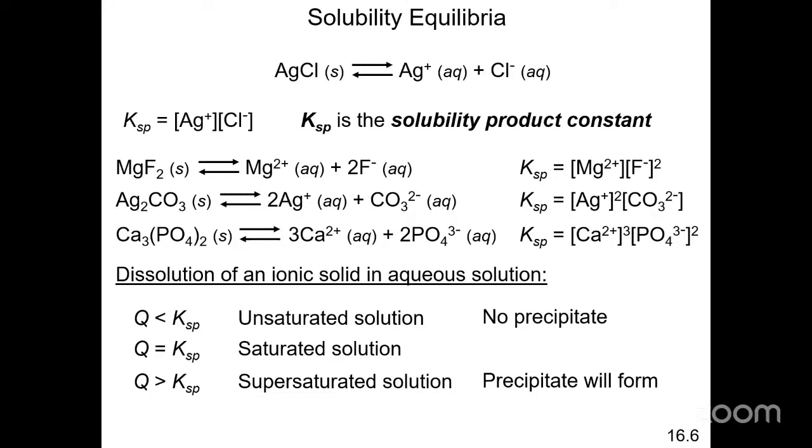So we can use this as a guide in making predictions as to whether or not a precipitate would form as a result of mixing two ions that can potentially form a precipitate. The precipitate formation is based on how concentrated the ions are upon mixing.